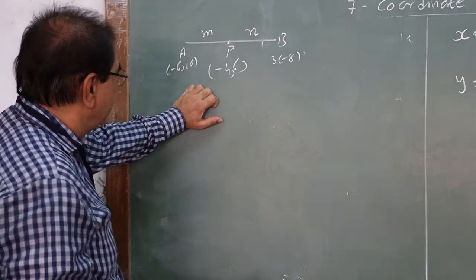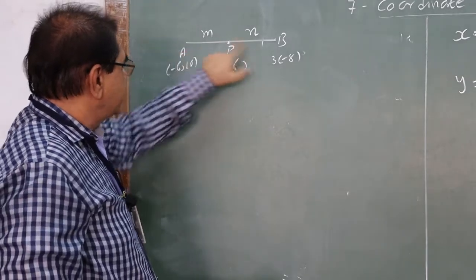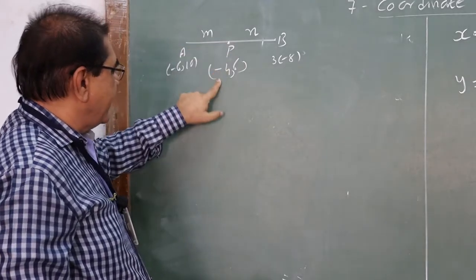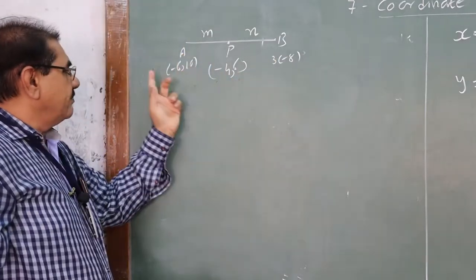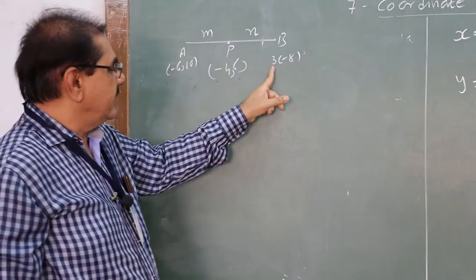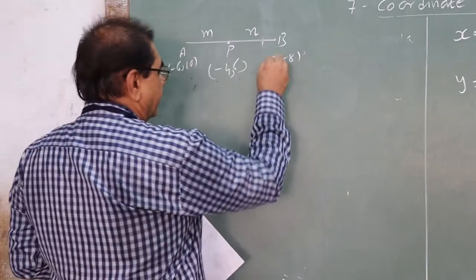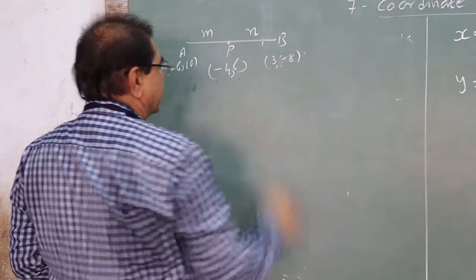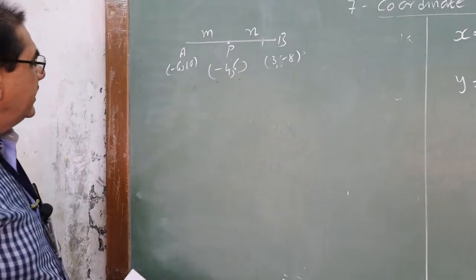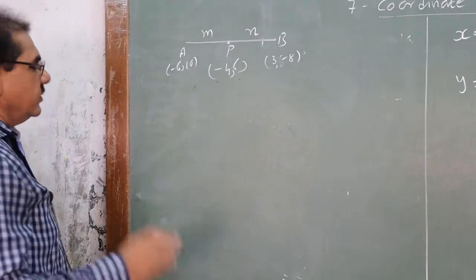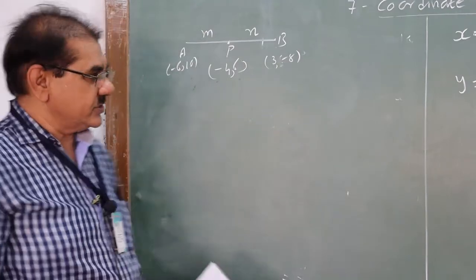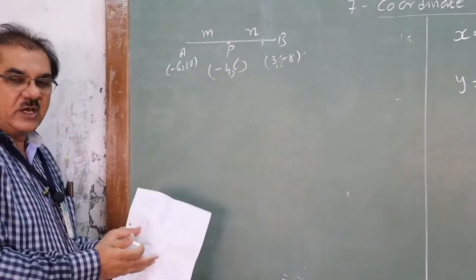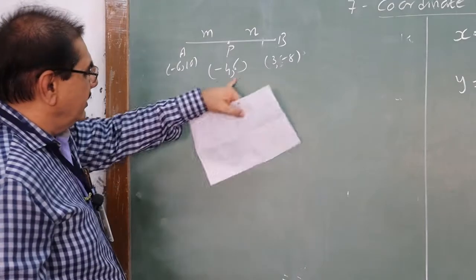So question is somewhat like this. In what ratio does a point minus 4, 6 divide the line segment joining minus 6, 10 and 3, minus 8? It is your question. So here you want to find out the ratio. Normally with any one variable x, you can come to the ratio, and suppose it does not come with one variable, then you can go for y also.